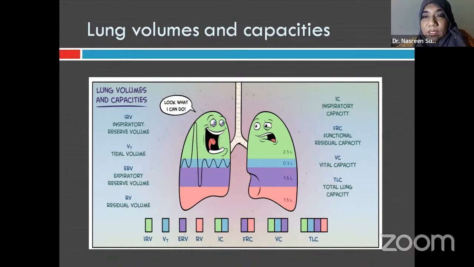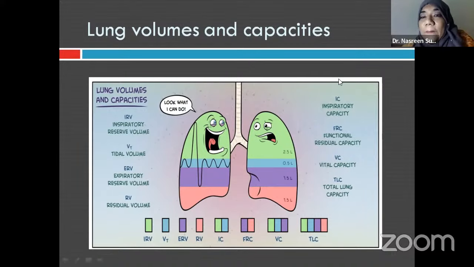Understood my point? IRV means when you are taking deep inhalation, how much extra amount of air is going inside. Tidal volume means during normal breathing, how much amount of air is going in and out. Expiratory reserve volume means during forced expiration, how much extra amount of air is going outside other than tidal volume. And residual volume means the volume of air remaining in the lungs even after forceful exhalation.